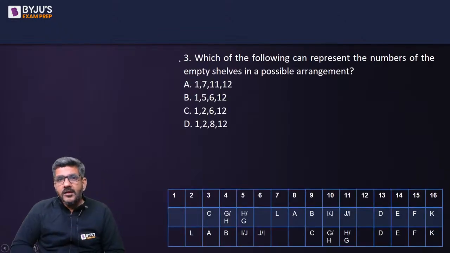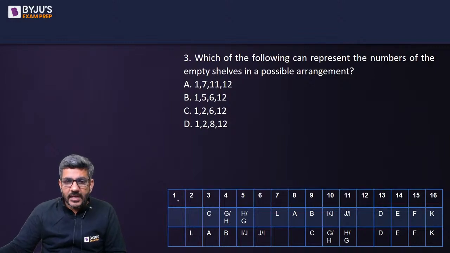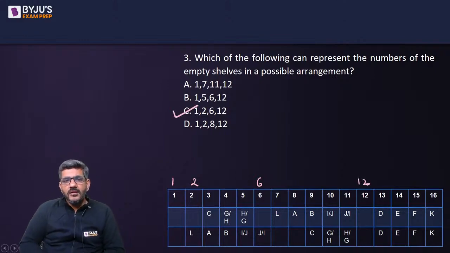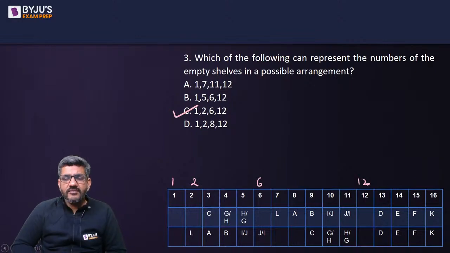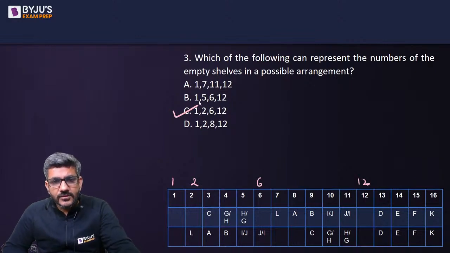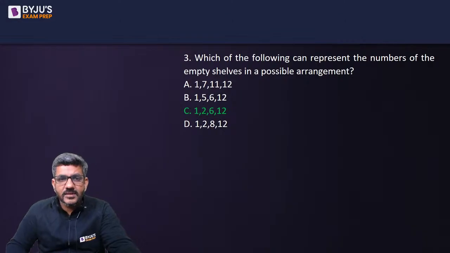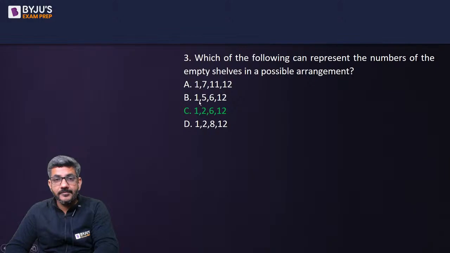Third पे आते हैं. Which of the following can represent the number of empty shelves in a possible arrangement? So either the empty shelves are 1, 2, 6 and 12. That's a possibility which is given in option C. So the correct answer for question number 3 is option C, that 1, 2, 6, 12 can be the empty shelves.